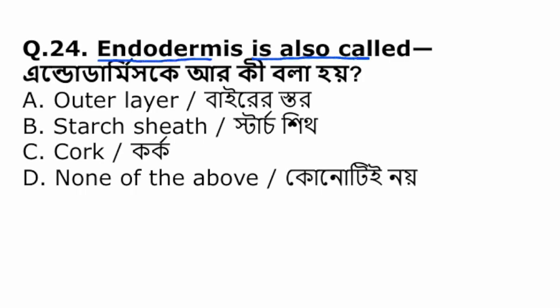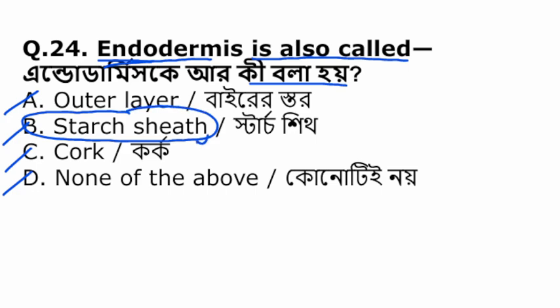Endodermis is also called. Endodermis কে কি বলা হয়? Outer layer, starch sheath, cork, or none of the above. Endodermis is also known as starch sheath because it contains starch grains থাকে তার মধ্যে, তার জন্য একে starch sheath বলা হয়.